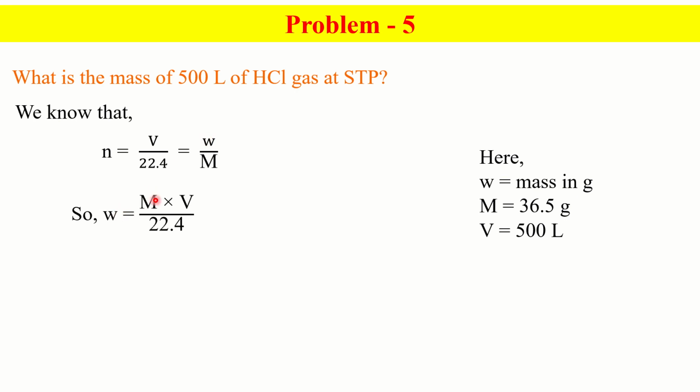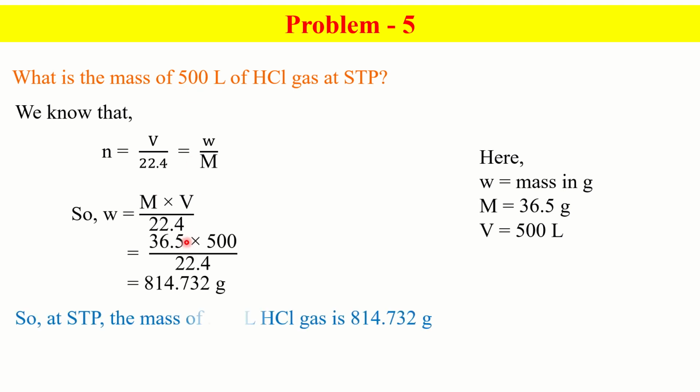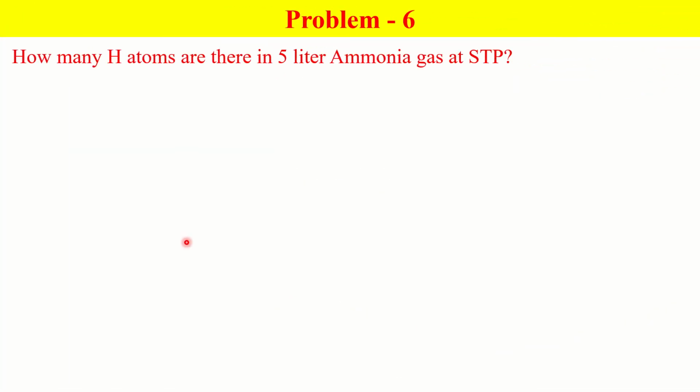M is the molecular mass of HCl, 36.5, and V is 500 liter, and 22.4 it is given. So the answer comes 814.732 gram. This is the last math.